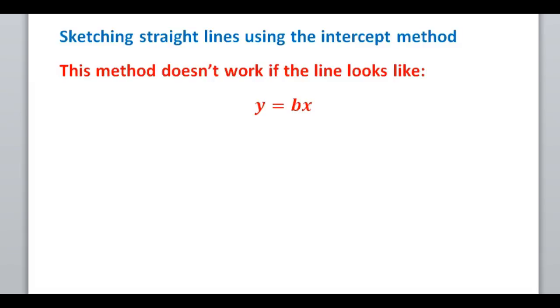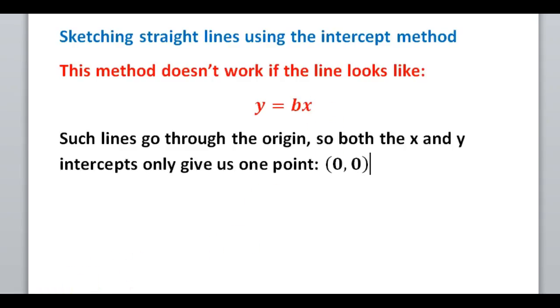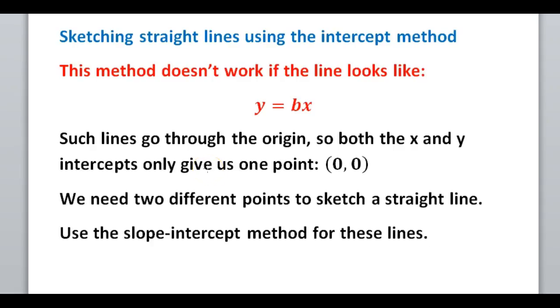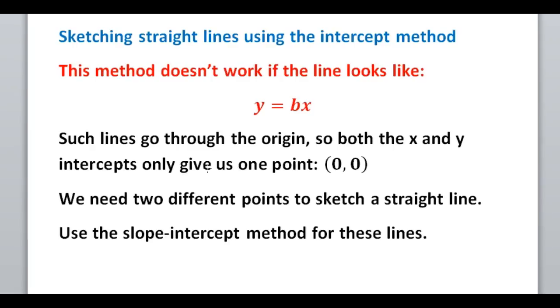In this lesson, we're going to show you another way to sketch a straight line that's quite useful. It's a way that we use when we don't have y by itself. But before we do that, this method doesn't work if the line looks like y equals bx. In other words, the y-intercept is 0. And because of that, both the x and the y-intercepts only give us one point, the origin, 0, 0. And we need two different points to sketch a straight line. So when we get straight lines like this, we use the slope-intercept method.